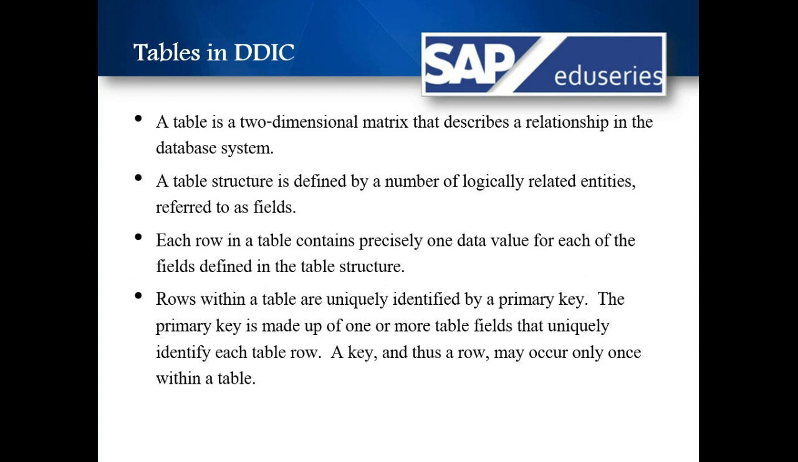Rows within a table are uniquely identified by a primary key. The primary key is made up of one or more table fields that uniquely identify each table row. A key, and thus a row, may occur only once within a table.